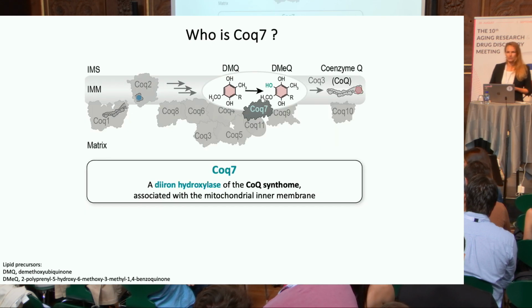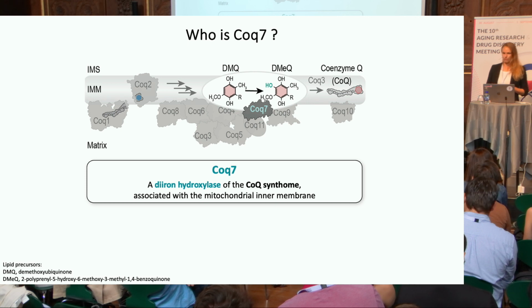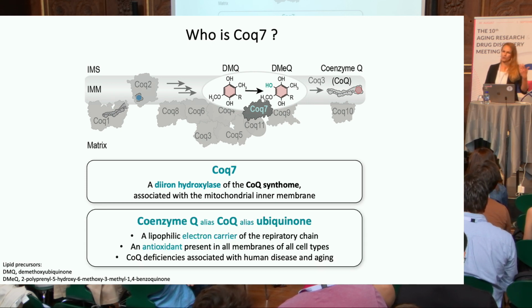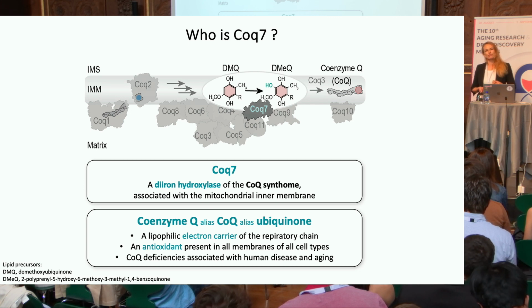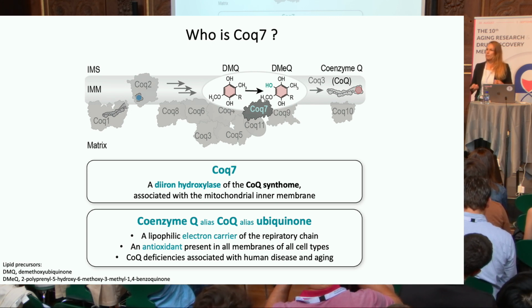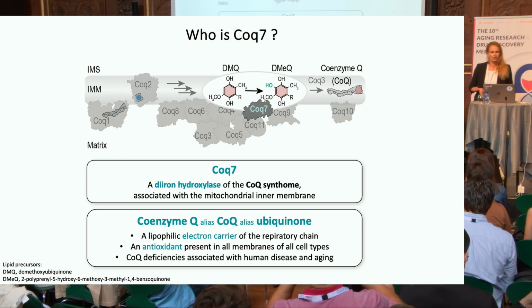So who is COQ7? COQ7 is a part of a multimeric protein complex within the mitochondria, which is termed CoQ synthome. This complex is evolutionarily conserved and is responsible for the biosynthesis of coenzyme Q, alias CoQ, alias ubiquinone. Probably all of you are familiar with this. This is only produced in mitochondria, is an important lipophilic electron carrier in the respiratory chain, but is also shuttled to all other cellular membranes where it functions as antioxidant. CoQ deficiencies are strongly associated with aging, but also different human diseases.